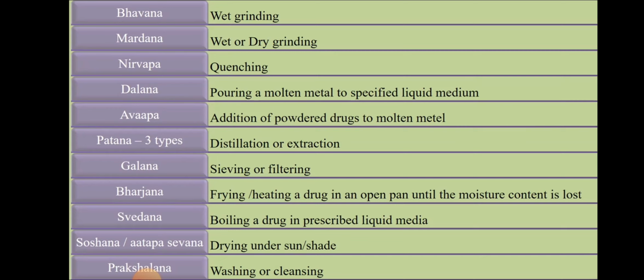Next is Shoshana, which is Atapa Sevana, drying in the shade. That is also done as a part of other Shodhana processes. Like in Bhavana, after each Bhavana we have to dry the sample completely before doing the next Bhavana. The last one is Prakshalana, that is cleaning or washing. That is also done as a part of other Shodhana processes. One example is Gadiga Shodhana, which is done through Prakshalana.